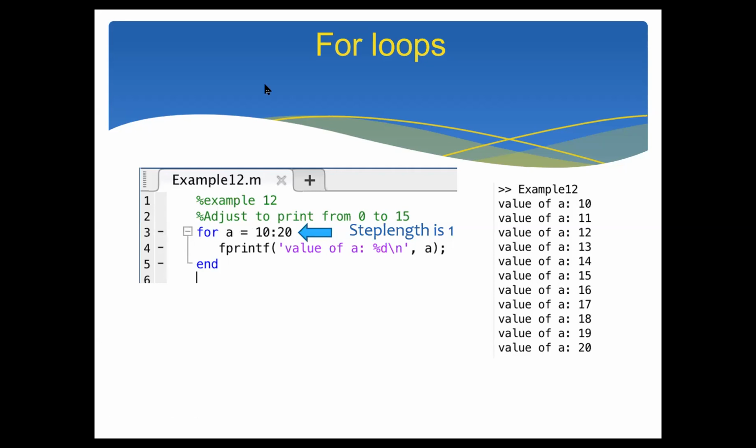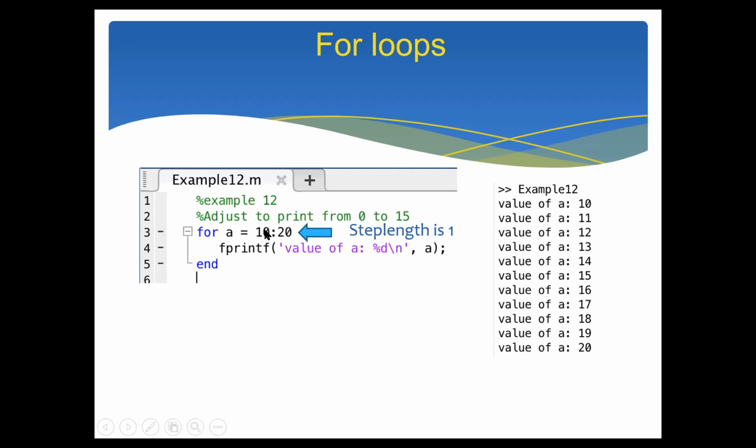For loop, for example, here, if I want to print out the value from 10 to 20, right, I have for A, which is a value from 10 to 20. I remember the default length of here is 1. So it's 10, 11, up to 20. And every time, it will go through these sentences inside repeatedly.